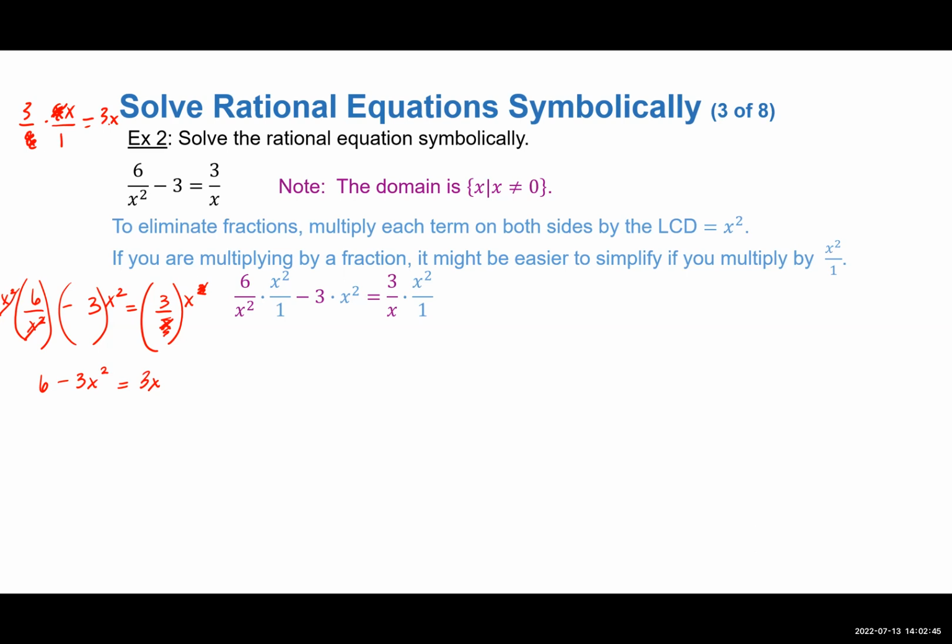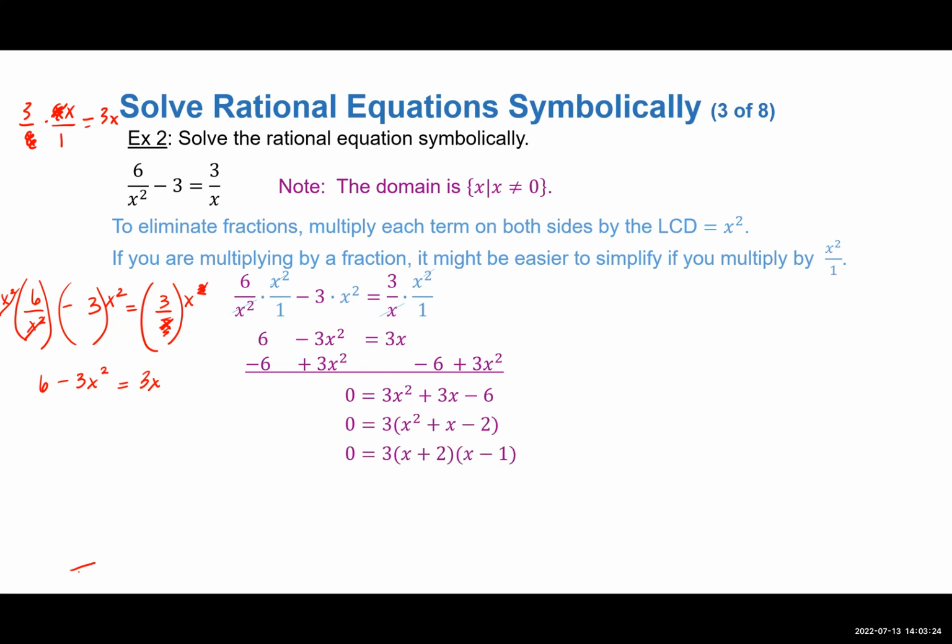Okay. And so once you have gotten rid of your fraction, then you can actually keep going and just solve this equation using the methods that you have in your toolkit. So moving everything to one side, we see that this is a quadratic, 3X squared plus 3X minus 6. And we know to solve that, there's a bunch of different tools that we can use, but one of the easiest ones is the quadratic formula. But you could also just factor out a 3 and solve this by factoring.